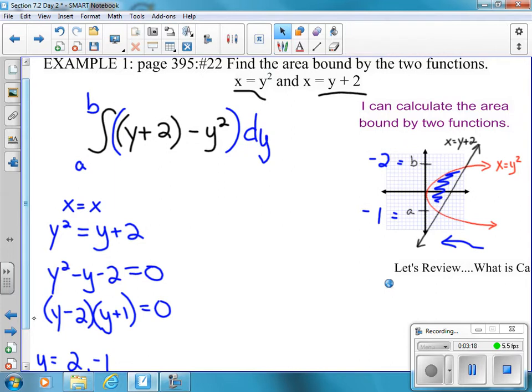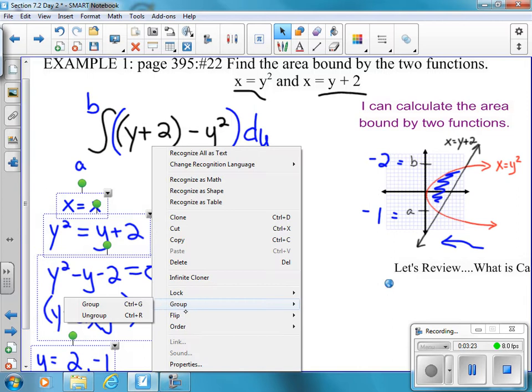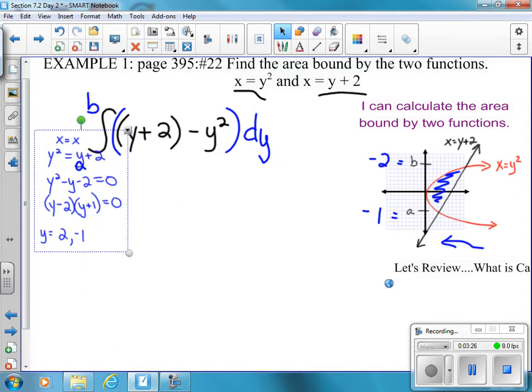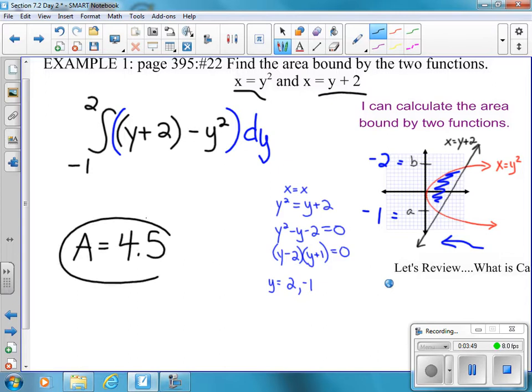Okay? All right, so let's continue on with our integration as we change our a and b to negative 1 and 2. Okay, this is an antiderivative that we can do. And we should get the area equal to 4.5. And this takes into account that the area underneath the x-axis is negative and the area above is positive.